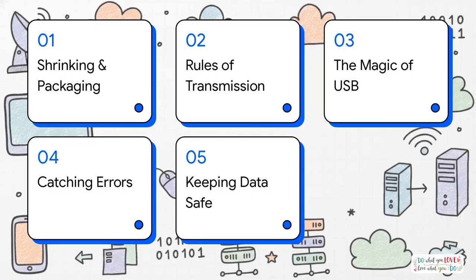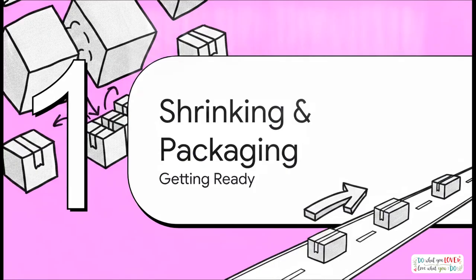So let's quickly pull up our travel itinerary. We're breaking down the 5 essential steps of sending data: shrinking and packaging data, the rules of transmission, the magic of USB, catching transmission errors, and finally, keeping data safe. All right, kicking things off with Section 1, shrinking and packaging data, getting ready for the road.